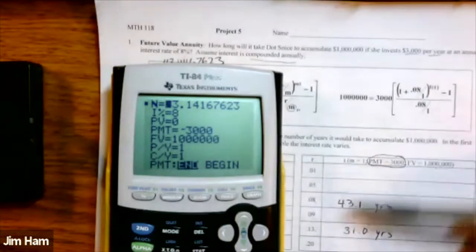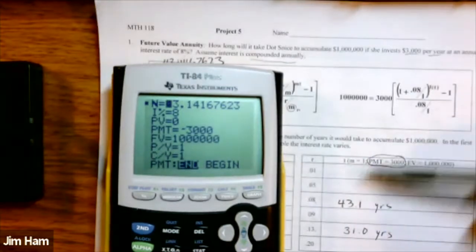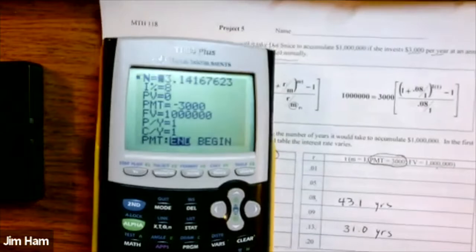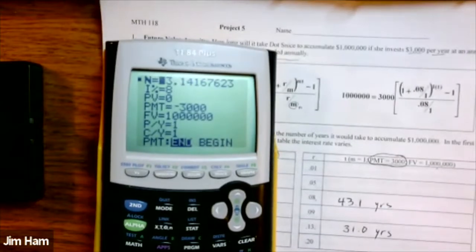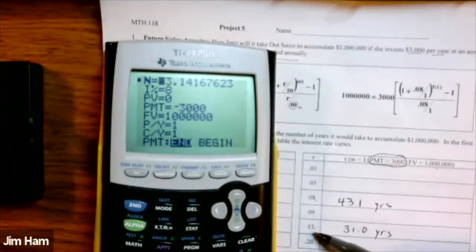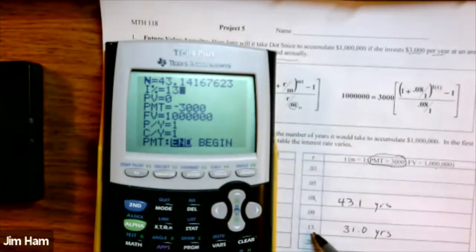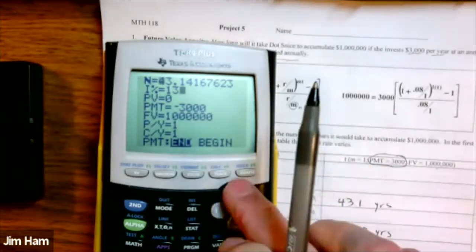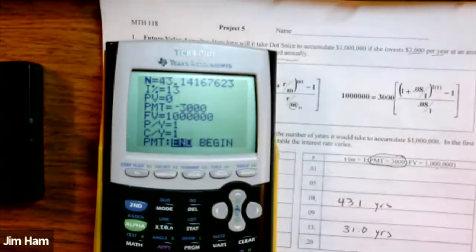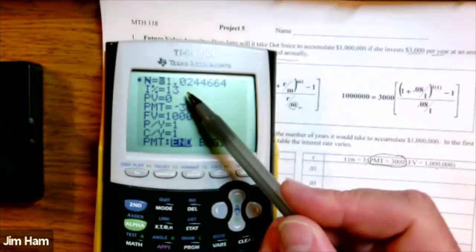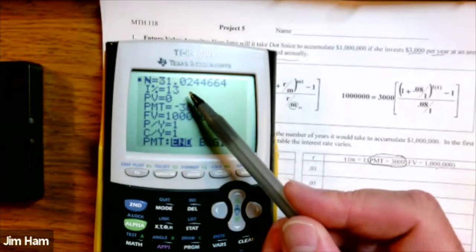Now to fill out the rest of the table, the only thing that you're changing is the rate. So this should be fast to fill out this entire table, because all you have to do, for example, for 13%, is change I% to 13, and then go back up and recalculate the number of years, 31.0. All right, just one more, so I make sure that I know what you're doing here.